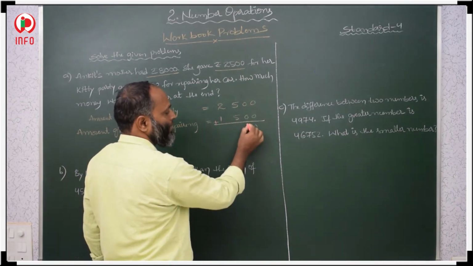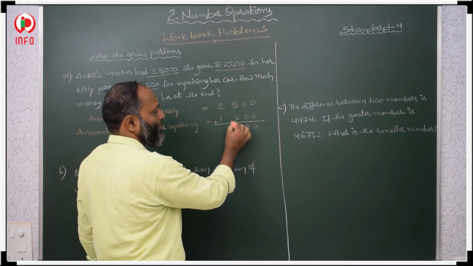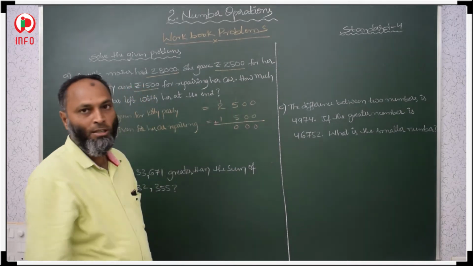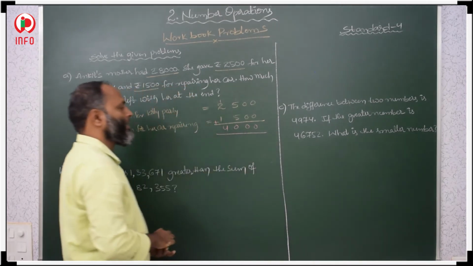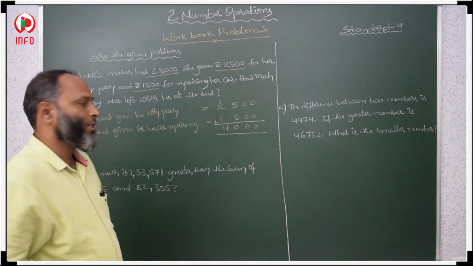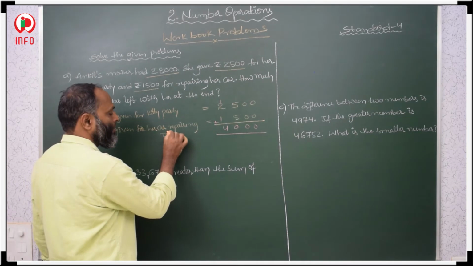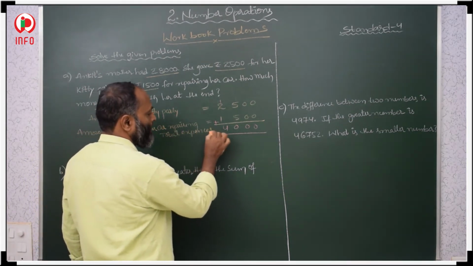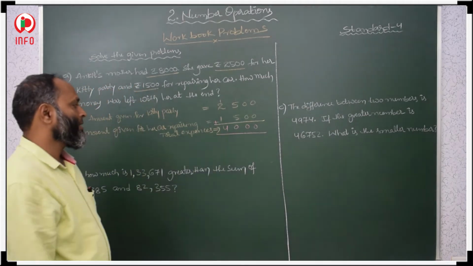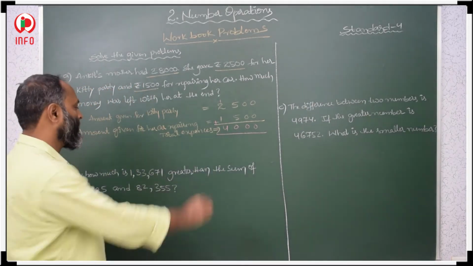0 plus 0, 0. 5 plus 5, 10. 0 and carry 1. 2 plus 1, 3. 3 plus 1, 4. Total expenses 4,500.